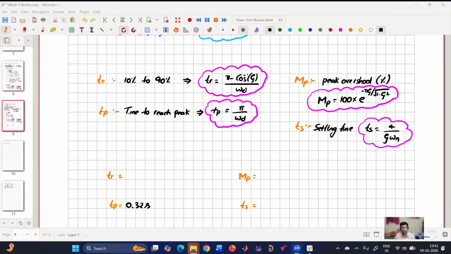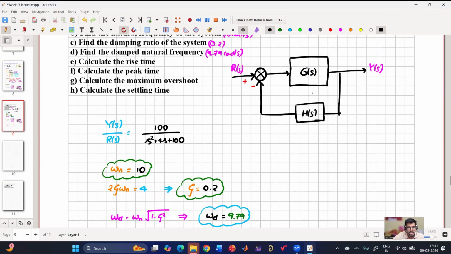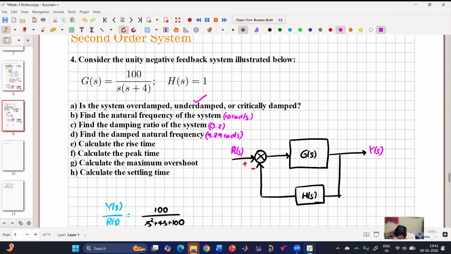Settling time is 2. Yeah, very good. Settling time is 2 seconds. Zeta omega n is 2. So 4 by 2 is 2 seconds. So peak time is 0.32 and settling time is 2. Let me write over here. Peak time is 0.32 and settling time is 2.